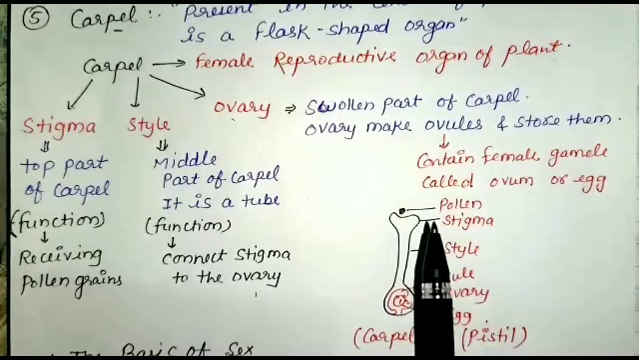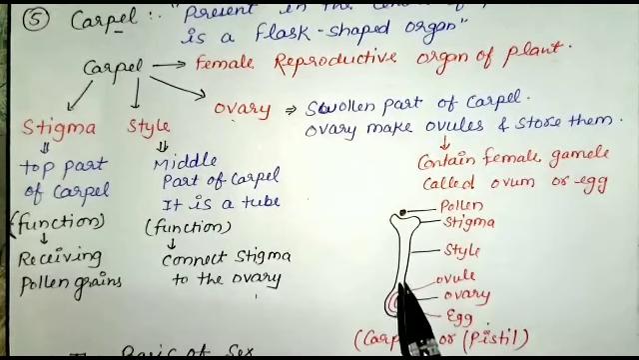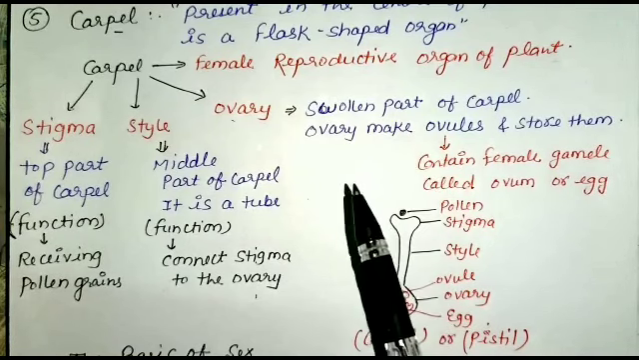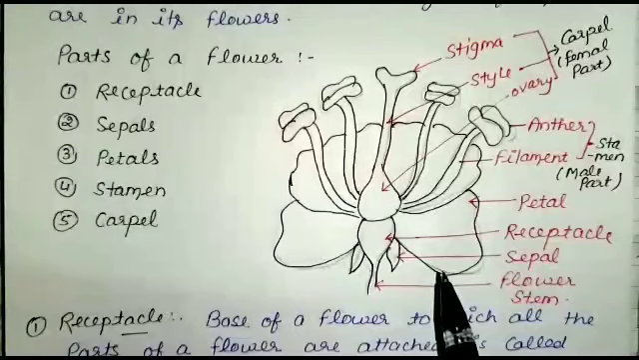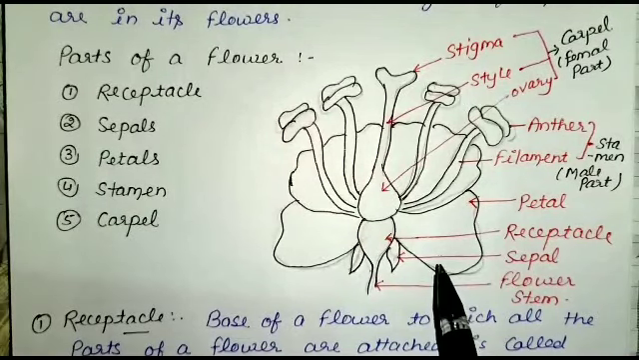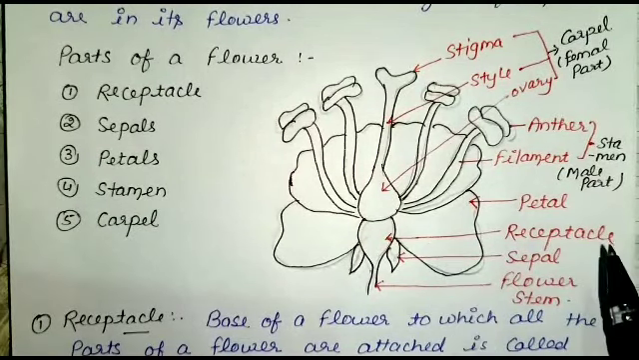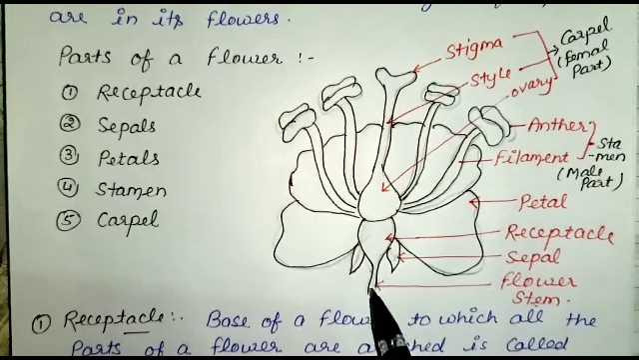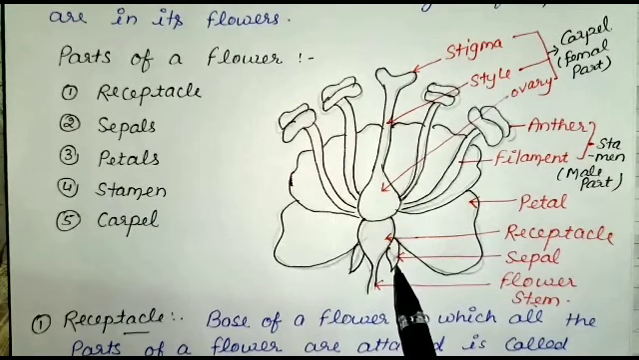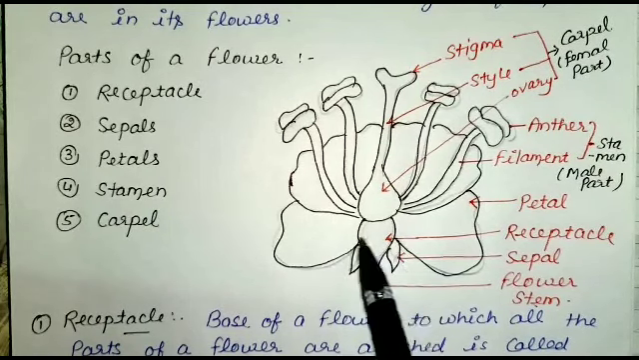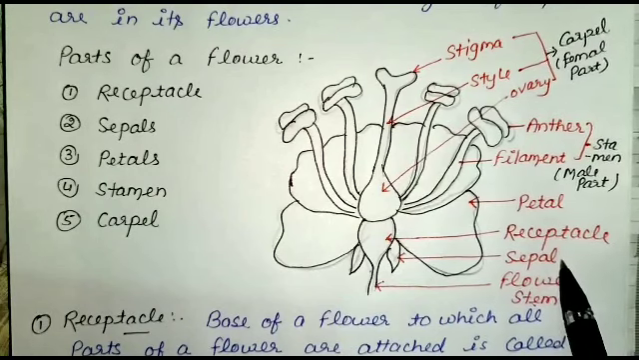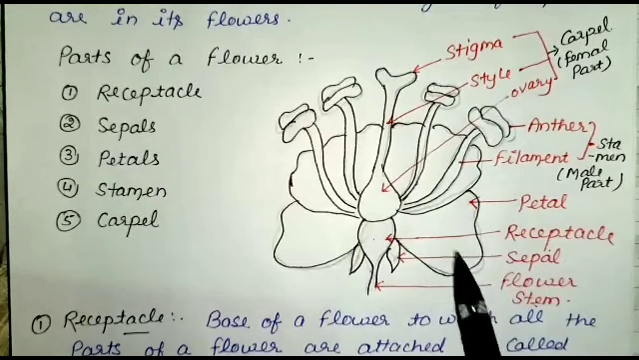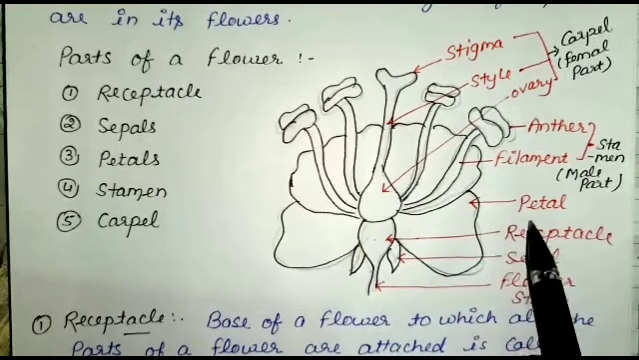Now the parts of the flower are completed. In the next step we show each and every part of the flower with the help of a figure. With the help of this figure we clarify the parts of the flower. The lower part of the flower is the flower stem. The green leaves present here are called the sepals. The base of the flower is called the receptacle. The colorful part of the flower is the petals.